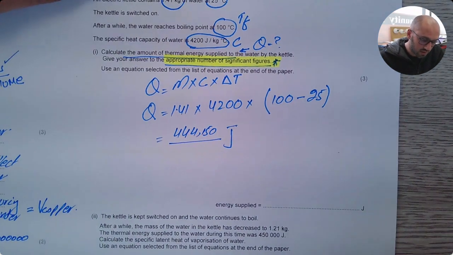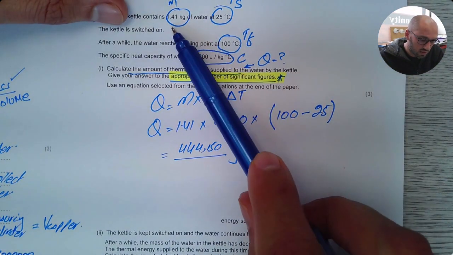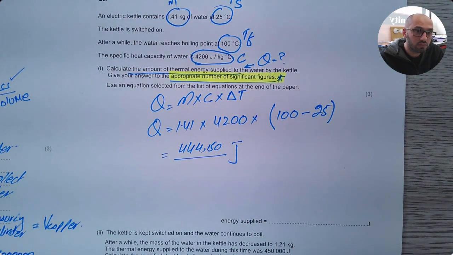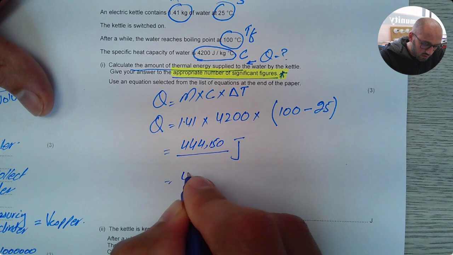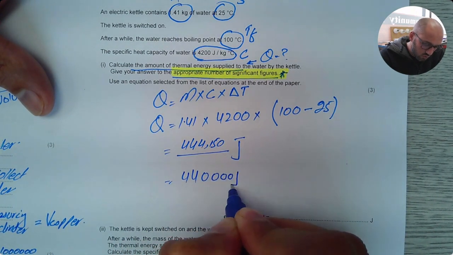Now, here the question says you have to give your answer to appropriate number of significant figures. So in this case, I can see this is 2 significant figure. This is also 2 significant figure. This is 3 significant figure. This is 1 significant figure. In this case, majority of the data is given to 2 significant figures. So we'll give our answer to 2 significant figures. So if I change it to 2 significant figures, it will be 44,000 joules.